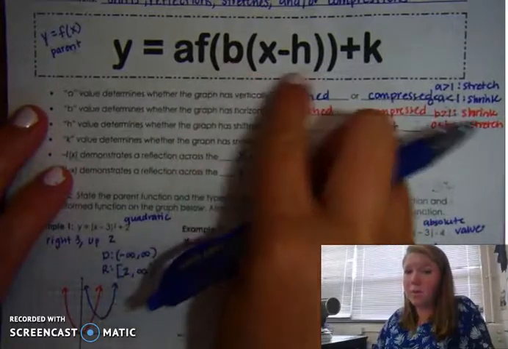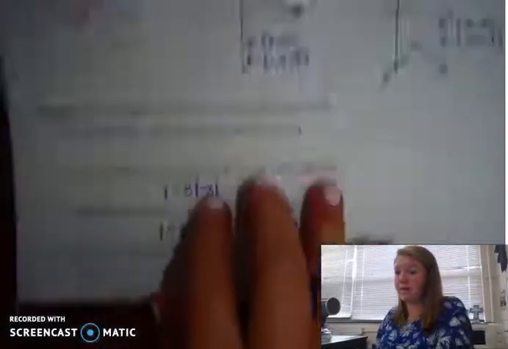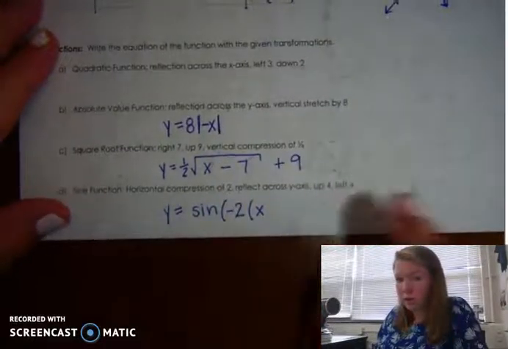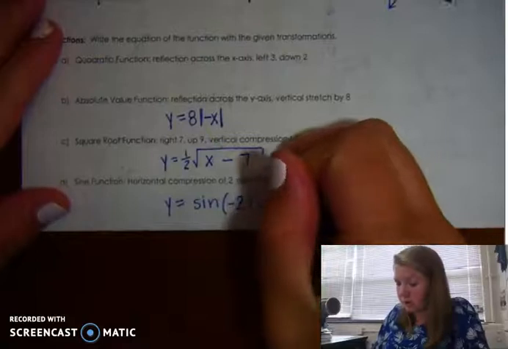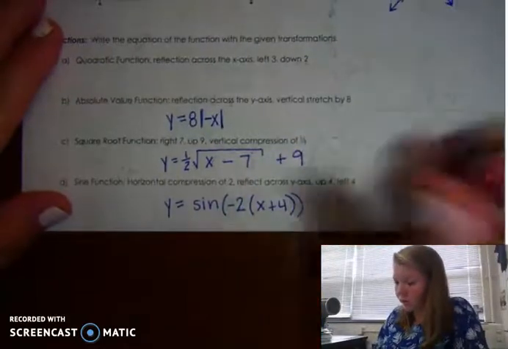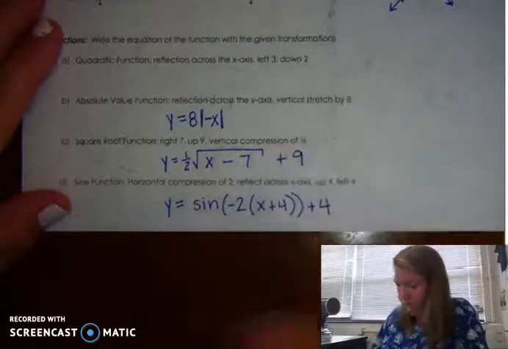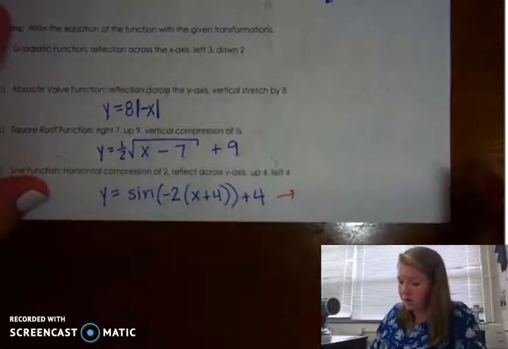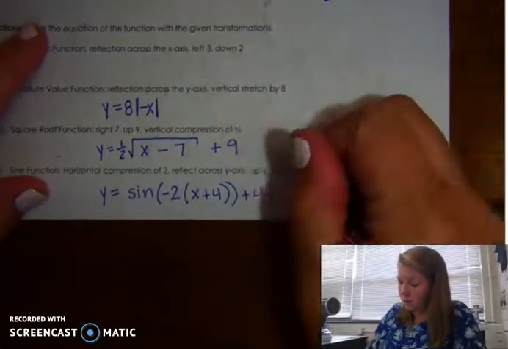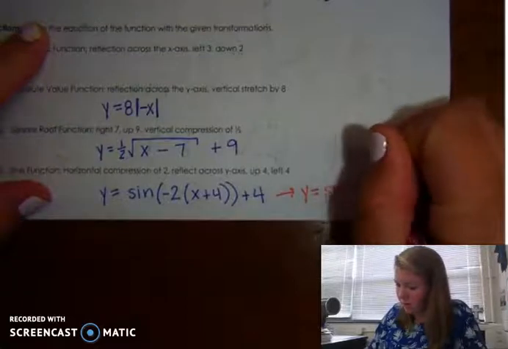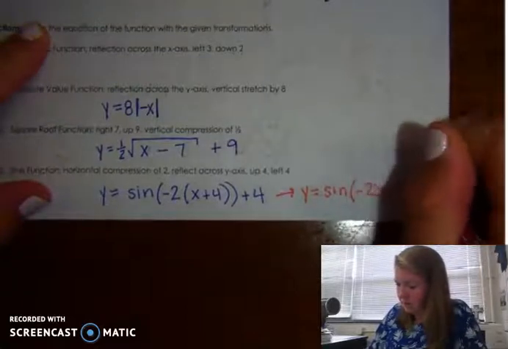And then I'm going to open another set of parentheses to keep the x minus h separate. If I'm going left 4, that's going to be opposite of what you would think. So a plus 4. And then up 4 will be a plus 4 on the outside. One other way you can write that is to distribute that negative 2 to what's inside. So y equals sine of negative 2x minus 8, and then a plus 4.